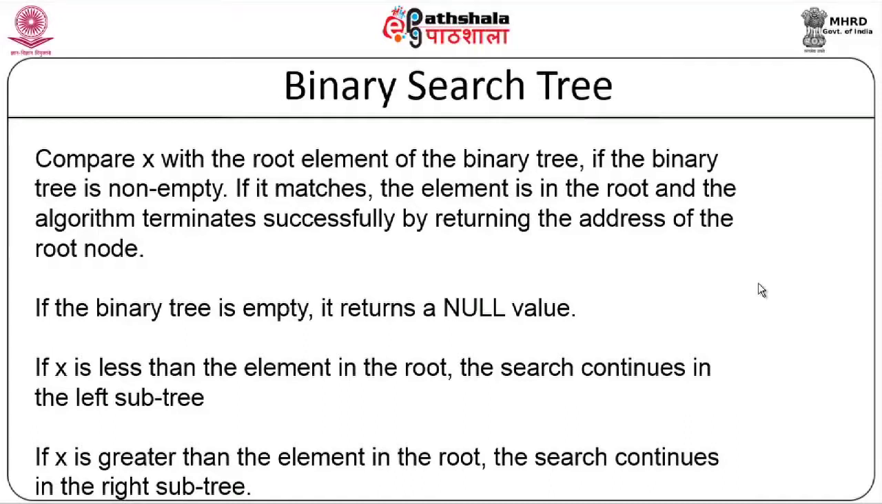Otherwise, as we discussed earlier, we traverse the left tree if x is less than what is present in the root node. Similarly, we traverse the right side if x is greater than the element in the root. In this process, the traversal is carried out until we get the information on whether the item x is present in the BST or not.